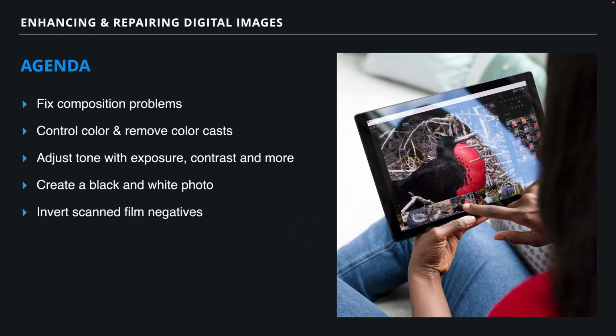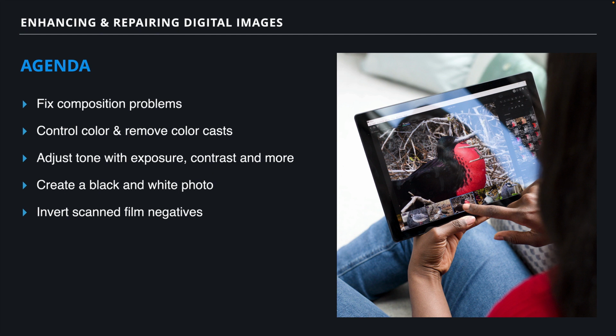In this session, we're going to talk about fixing composition problems using crop and rotate tools. We'll look at ways to control color and remove color cast, both with modern digital images and scan family photos. We'll also be adjusting tone with exposure, contrast, and a variety of other tools. I'll show you how to create a black and white photo and how to invert scanned film negatives.